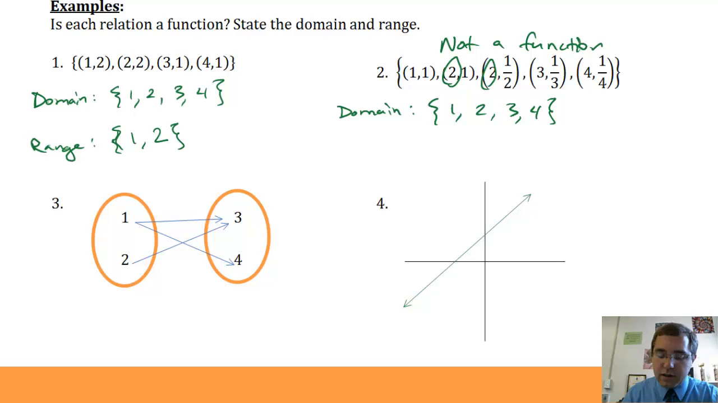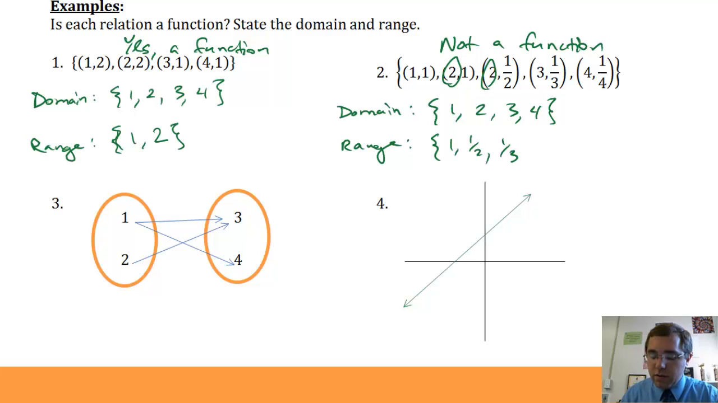Number 1 was a function. Number 2 is not a function, because 2 is in our domain and it's mapped to two different things in the range. But we can still state the range. The range is 1, 1/2, 1/3, 1/4.